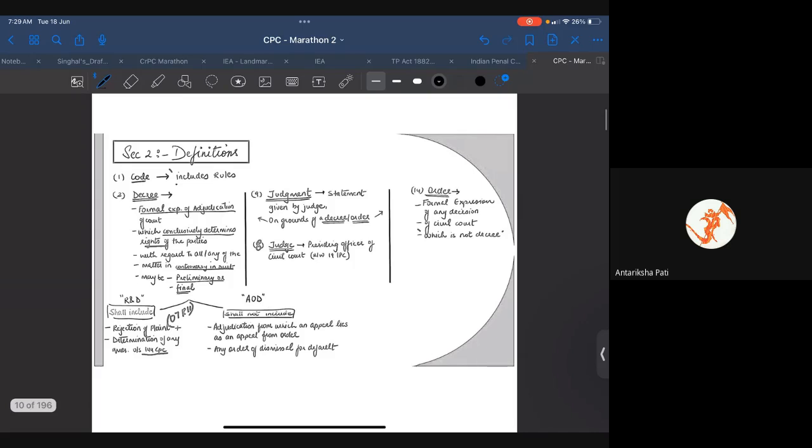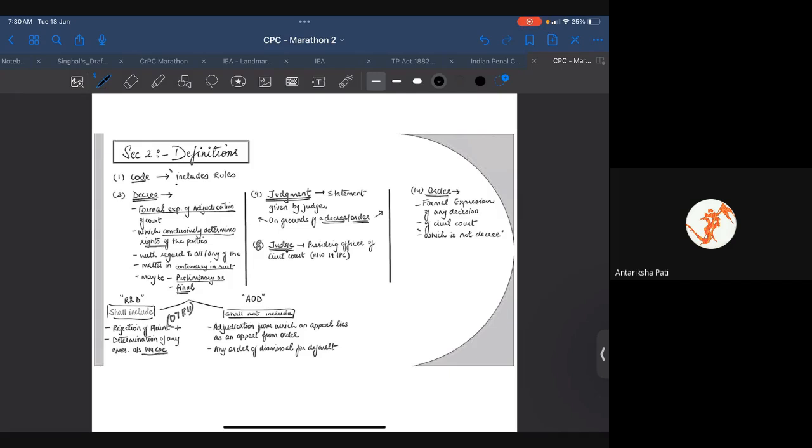Now section 2, it's talking about the definitions. Code includes the rules. Decree is the formal expression of adjudication of the court which conclusively determines the rights of the parties with regard to all or any of the matters in controversy in the suit, and it may be either preliminary or final. That is, one party is alleging something and another party is denying, that is a matter of controversy. If there is a formal expression of adjudication conclusively determining the rights of the parties in that, then it will be a decree.